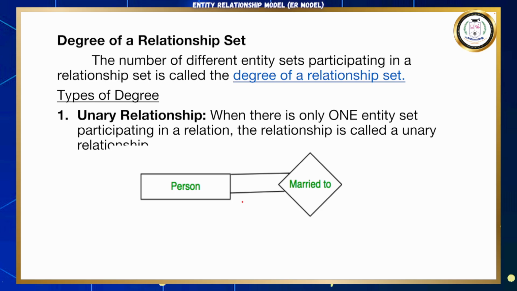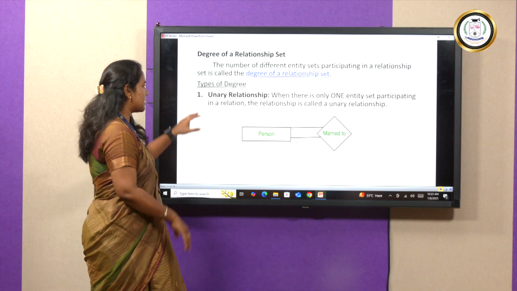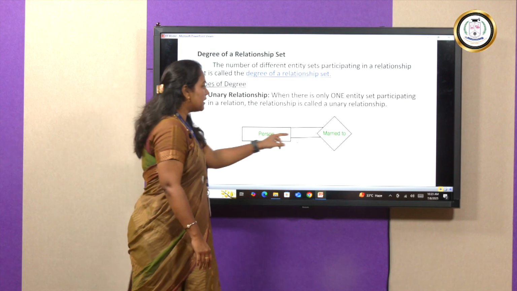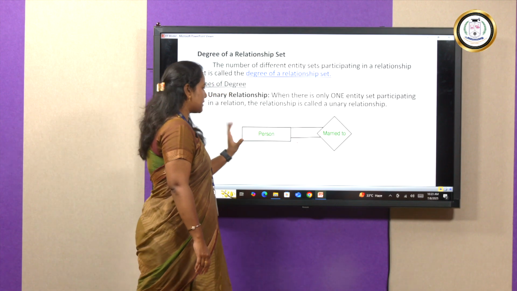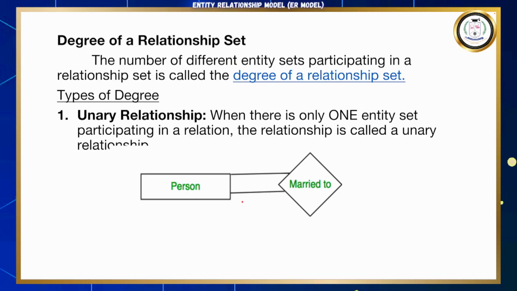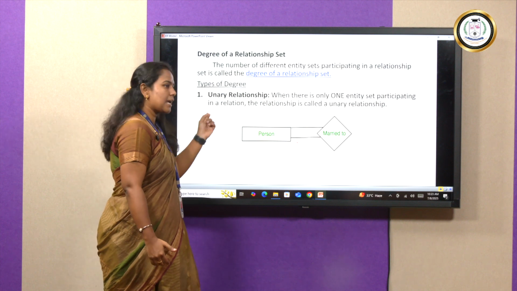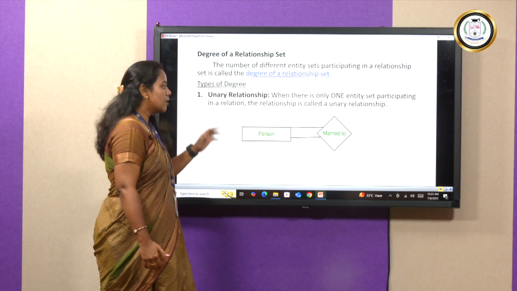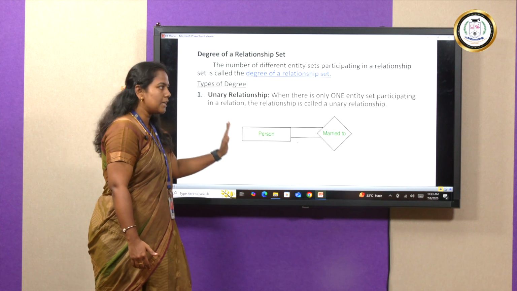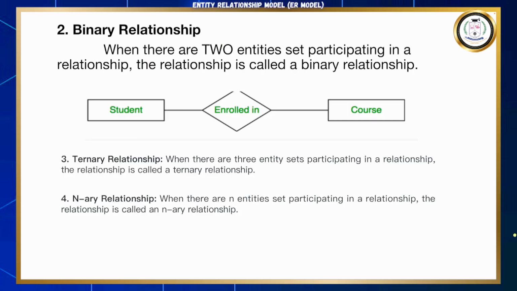First one is unary relationship. If only one entity is participating in the entire relationship, that comes under a unary relationship. Here, a person is married to a person. Person is an entity, married to is a relationship. A person can hold different attributes, for example, person ID, person name, person phone number. Under a person entity, we can store n number of persons, but a person can be married to only a single person. So here, person is the only entity taking part in the relationship; that comes under the unary relationship.